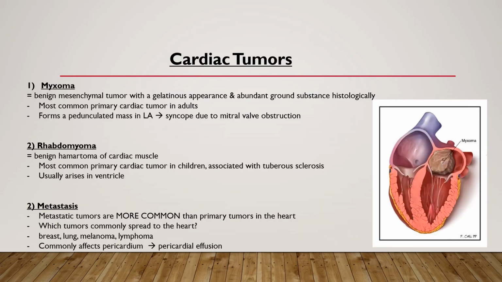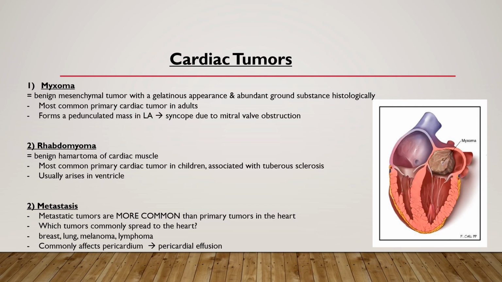And last but not least, we have the cardiac tumors. First is myxomas. Myxomas are the most common primary cardiac tumor found in adults. It is basically a benign mesenchymal tumor with a gelatinous appearance, and it's got a lot of ground substance on histology. It forms quite a pedunculated mass within the left atrium, and this is easily seen on imaging, as you can see on the right picture, and this can lead to syncope due to obstruction of the mitral valve.